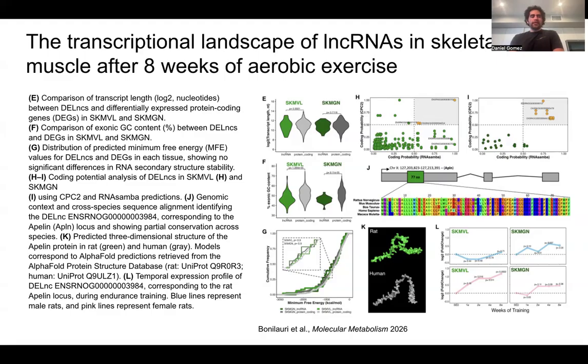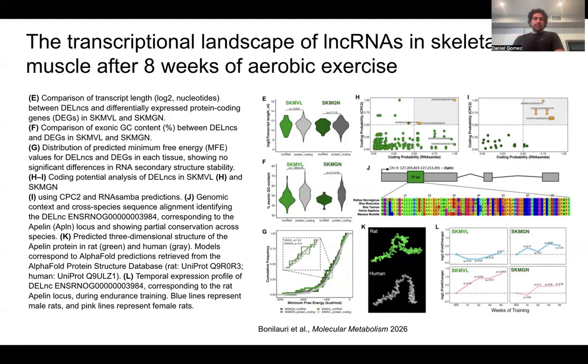And a comparison of the exonic GC content percentage between del-nix and DEGs in skeletal muscle VL and skeletal muscle GN. So that's how much GC, guanine and cytosine, is in each exon, and they compared the percentages of those for the del-nix and the DEGs.